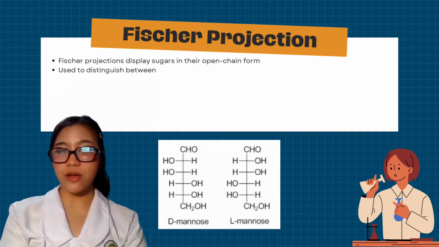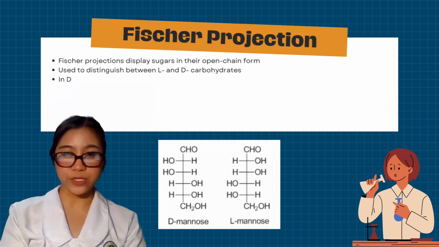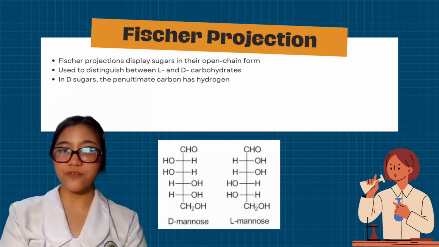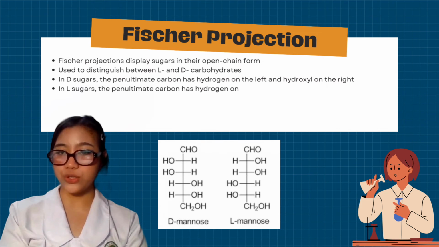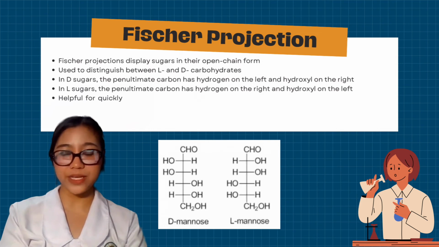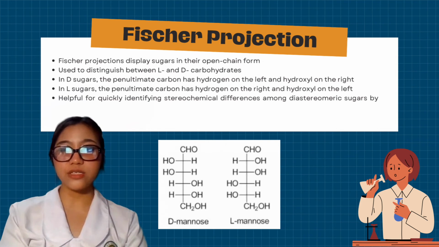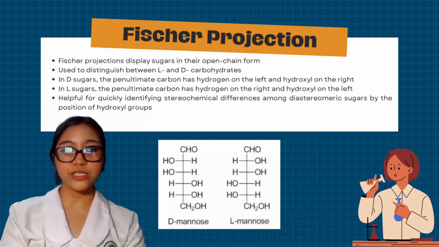Fischer projections are a method used to show sugars in their open chain form, primarily for differentiating between L and D carbohydrates. In a Fischer projection of a monosaccharide, for D sugars, the hydrogen on the penultimate, next to last carbon, is depicted on the left, and the hydroxyl group on the right. Conversely, for L sugars, the hydrogen is on the right, and the hydroxyl is on the left.